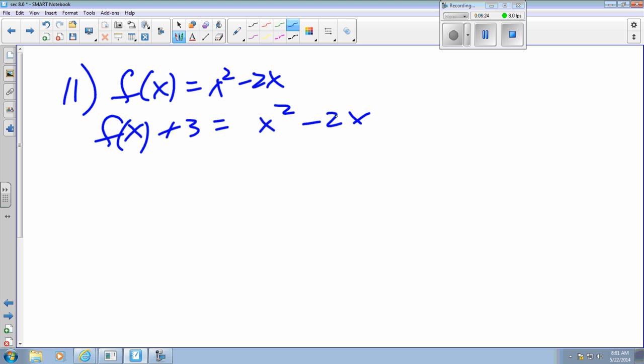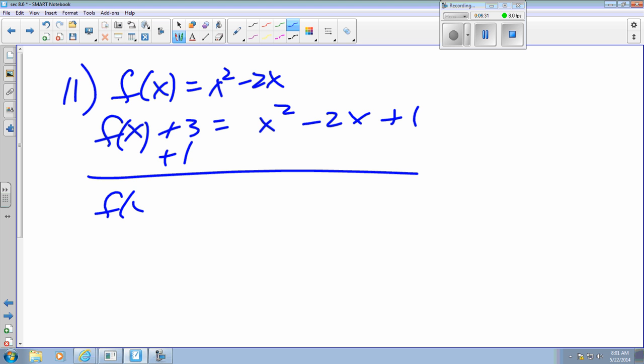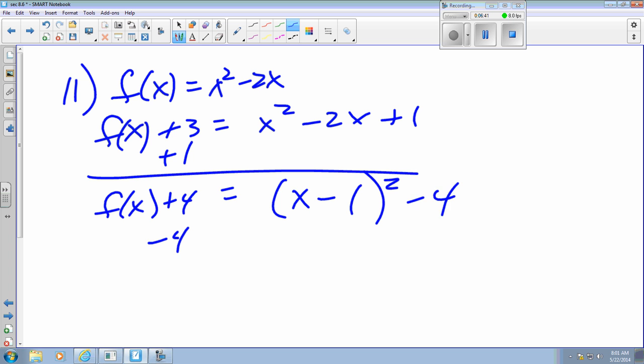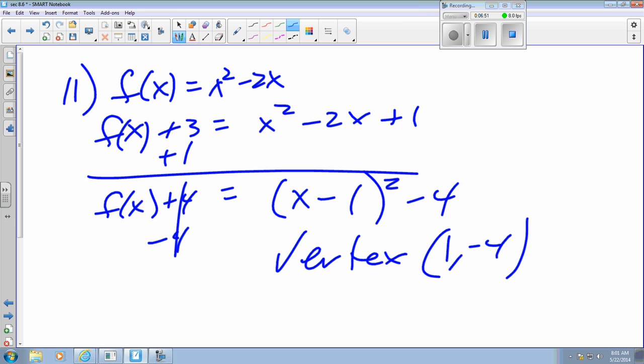Half of this is negative 1. Negative 1 squared is plus 1. So if I add 1 to this side, I have to add 1 to the other side. So I get f of x plus 4 equals the square root of the first term, square root of the last term, sign in front of the middle term. And then I'm going to move this to the other side. So I get this, which gives me a vertex at 1, negative 4. And if I look at the graphs, the only one that has a vertex at 1, negative 4 is B. Thank you and good luck.